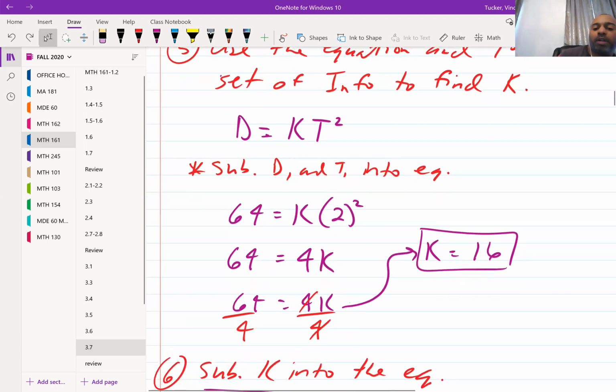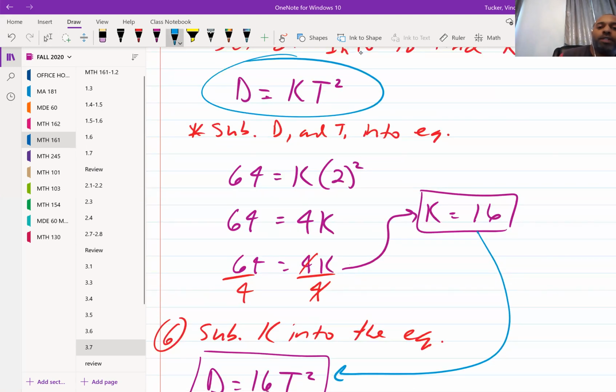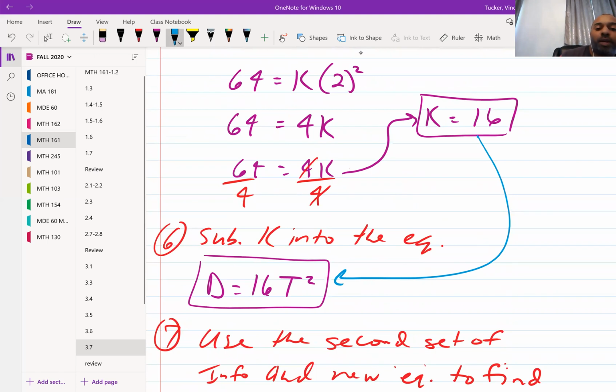So now that we know K, we're going to take that 16 and plug it into the equation. Remember, it was D equals K t squared. And now we have D is equal to 16t squared. Your K is your constant of variation. So that K is going to be 16 throughout the rest of the problem.